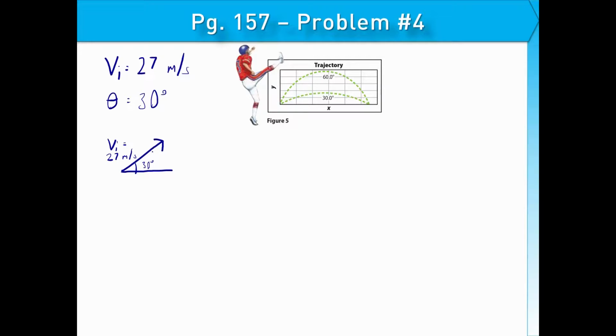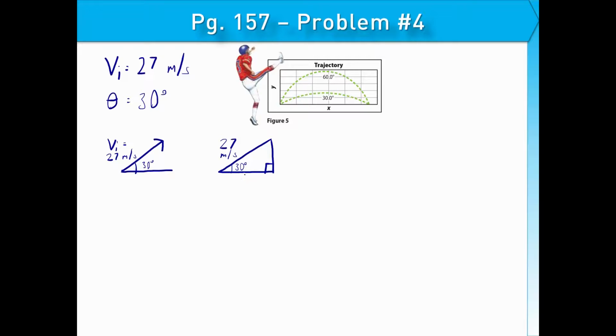Okay, but in projectile motion, we can't use this 27 meters per second because of this angle. We can only analyze its x and y components. So what do I mean by that? Let's go ahead and draw this as a right triangle. This is going to be my 90 degrees. This right here is my hypotenuse, and the length of this hypotenuse is 27 meters per second. And this is, again, 30 degrees.